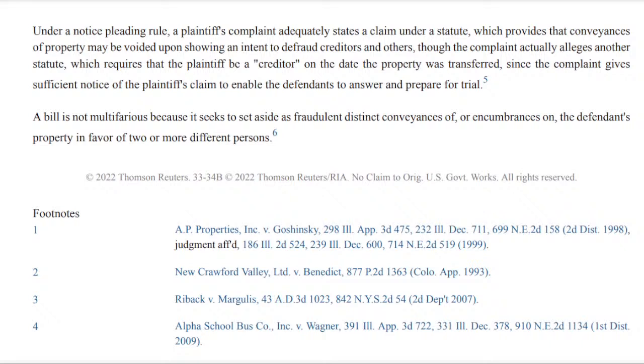Under a notice pleading rule, a plaintiff's complaint adequately states a claim under a statute which provides that the conveyances of property may be voided upon showing an intent to defraud creditors and others, though the complaint actually alleges another statute which requires that the plaintiff be a creditor on the date the property was transferred, since the complaint gives sufficient notice of the plaintiff's claim to enable the defendants to answer and prepare for trial. Interesting here too.